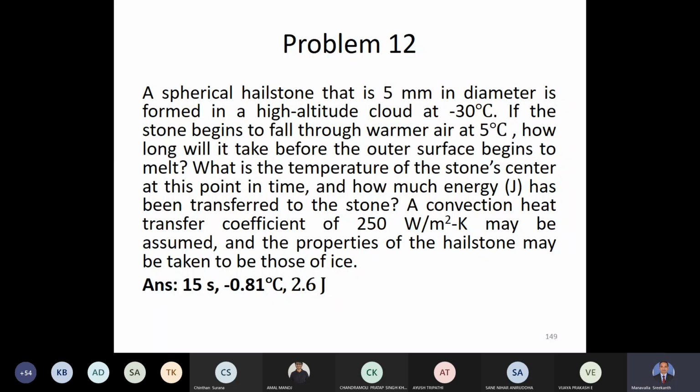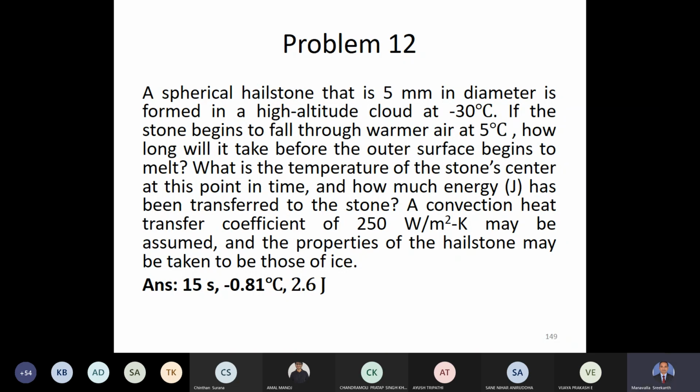What is the temperature of the stone's center at this point in time, and how much energy has been transferred to the stone? A convection heat transfer coefficient of 250 watt per meter square Kelvin may be assumed, and the properties of the hailstone may be taken to be those of ice. Okay. So this problem again has got an importance from the weather viewpoint.